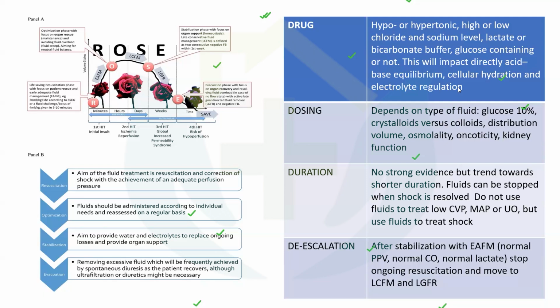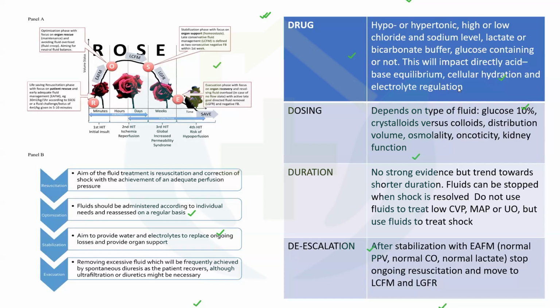Another is 4D. 4D actually comes from antibiotic therapy, but later we use this terminology in fluid therapy also. Fluid is a drug. The 4D are drug, dose, duration, and de-escalation. So for the drug, is it hypotonic or hypertonic, high or low chloride, sodium level, lactate, bicarbonate, balanced? Depending on that we have to choose the fluid. The dose depends on the type of the fluid: glucose containing, crystalloid, colloid, osmolarity, oncotic properties, kidney function. All these things we have to keep in our mind.